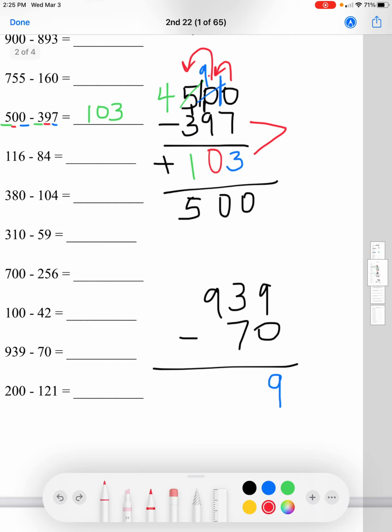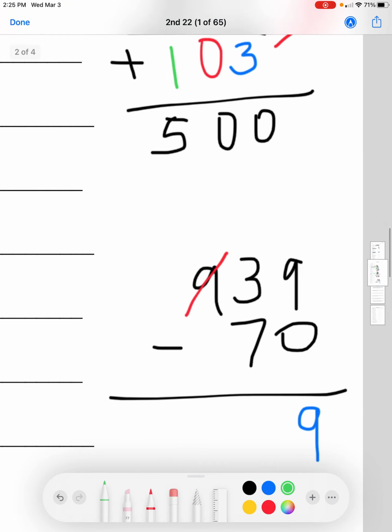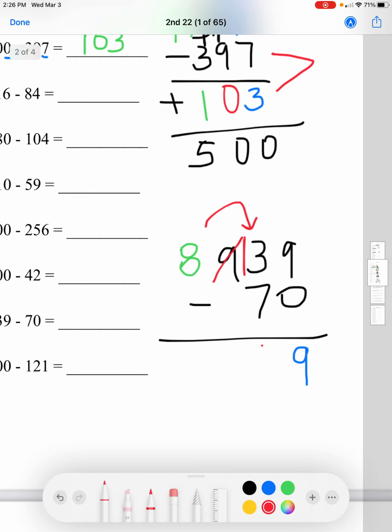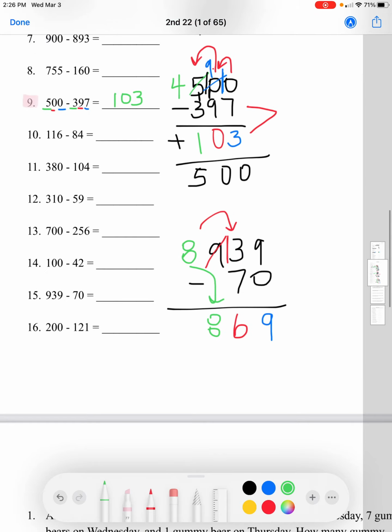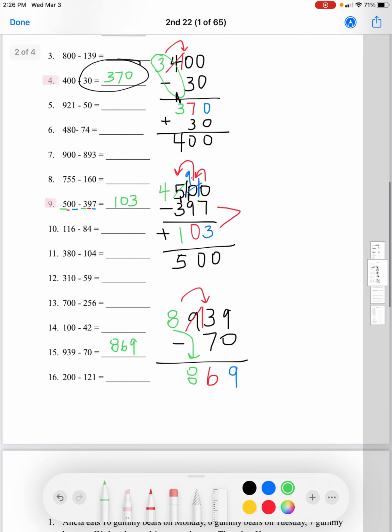Again, since we can't take away 7 if we only have 3, we're going to regroup, take a hundreds, and move that 1 we took away into the tens place. Now we have 13 minus 7, which equals 6. And then we have 8 minus 0, 8 minus nothing. Just gonna bring it down. And get 869. So the answer to number 15 equals 869. So that's how you subtract these numbers.